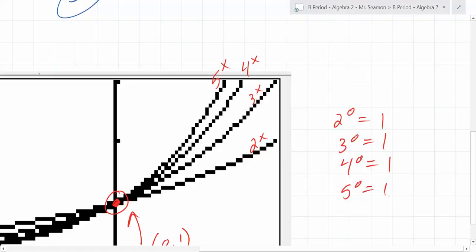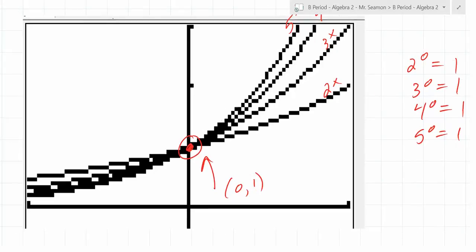5 to the 0 is 1. Based on these graphs, is there anywhere else where they intersect? Just as a side question. Does it look like they intersect anywhere else? No, they don't. That's just another way to believe it if you want to. We'd have to get into fractional exponents to do any more explanation, and we're not quite there yet.